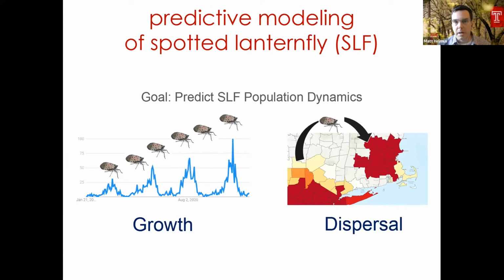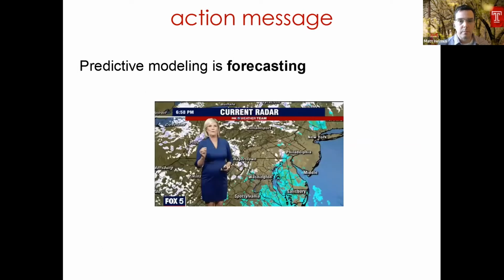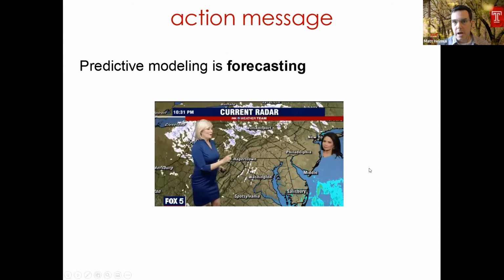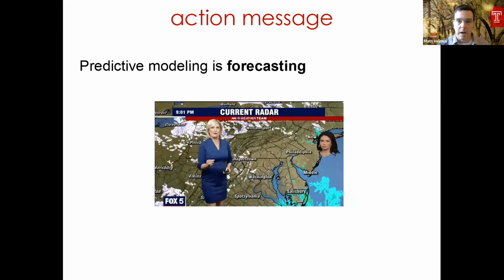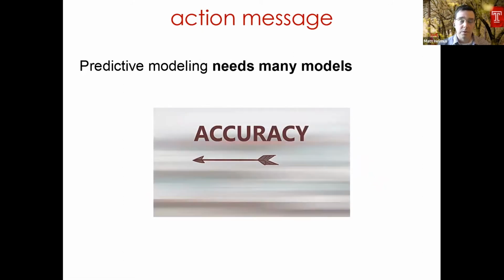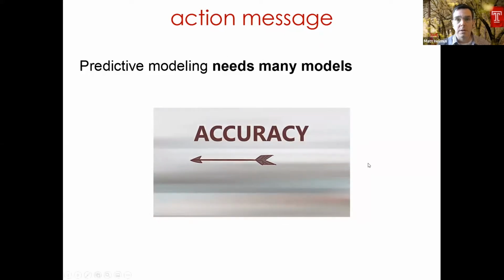But before we get into these applications and these models, I just want to make 3 action points. So the first one is that predictive modeling only provides risk, and that's it. It doesn't necessarily tell you exactly where lanternfly is going to go. It just gives you risk. Predictive modeling is also forecasting. And so just like with any sort of forecast, there can be surprises that happen. And then predictive modeling also needs many different types of models. So I'm going to show you a lot of different applications. There's lots of models out there. And if you have lots of models, then you increase your accuracy and your precision. I'm going to return to these action messages at the end of the talk.